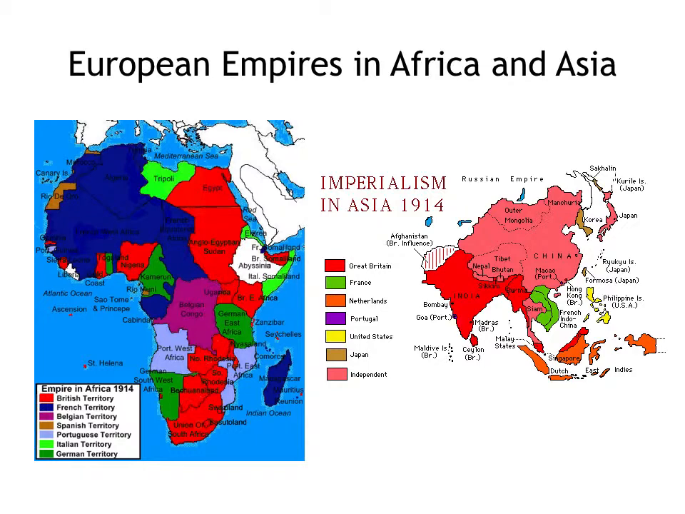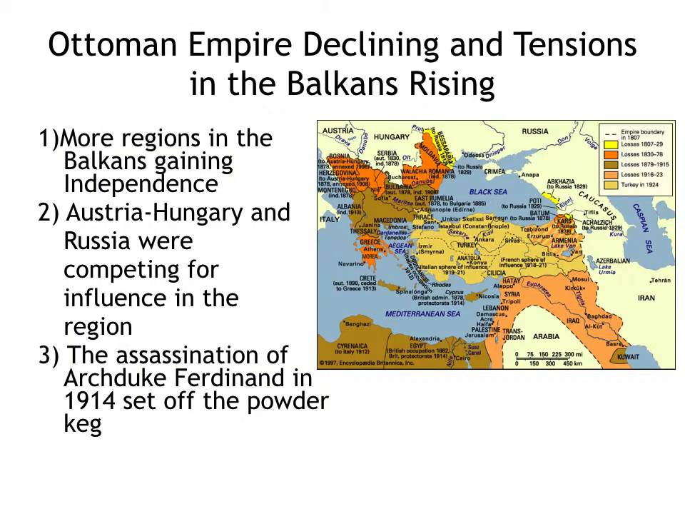The building tensions, the arms race, the hubris that is created as Europeans expanded their empires around the world, all of this is going to explode into conflict in 1914 when a spark is ignited in the Balkan Peninsula. What happens in the Balkan Peninsula, you can see it here. It's the peninsula that contains the modern-day states of Serbia, Greece, Macedonia, Albania.